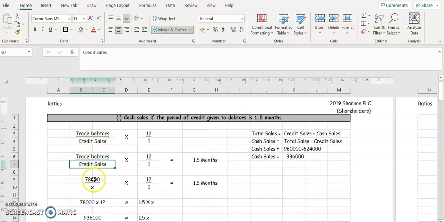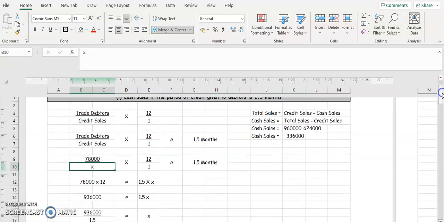So we can fill that in our formula. With our 78,000, we're just going to say credit sales is X, because that's the figure we need to find out. Multiplied by 12 over 1 is equal to 1.5 months. So we're just going to cross multiply by X. We're going to get rid of the 1. So we're going to have 78,000. When we cross multiply, 12 is going to come across here to the X. So 78,000 multiplied by 12, and that's going to be equal to 1.5 multiplied by X.